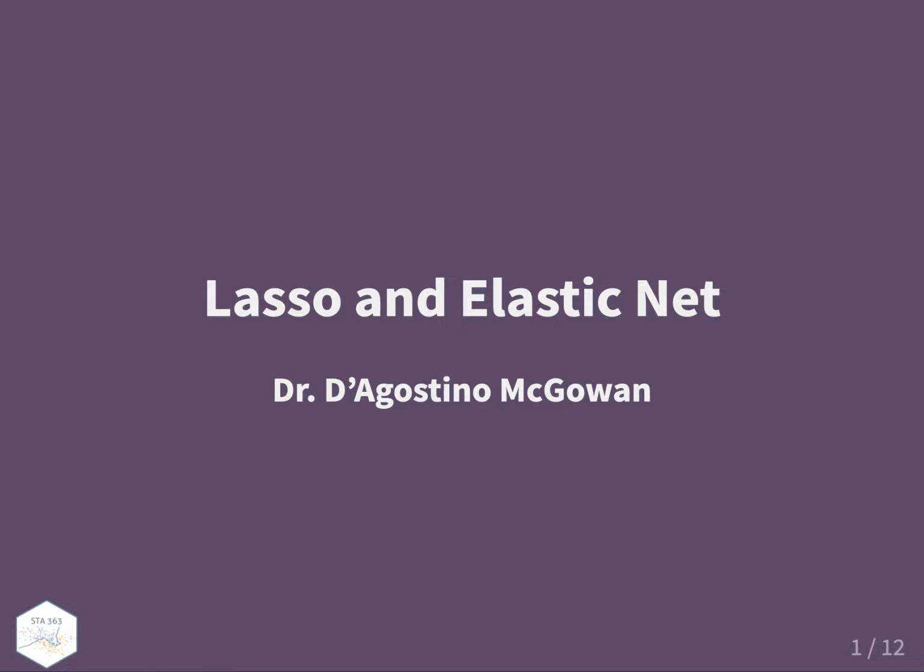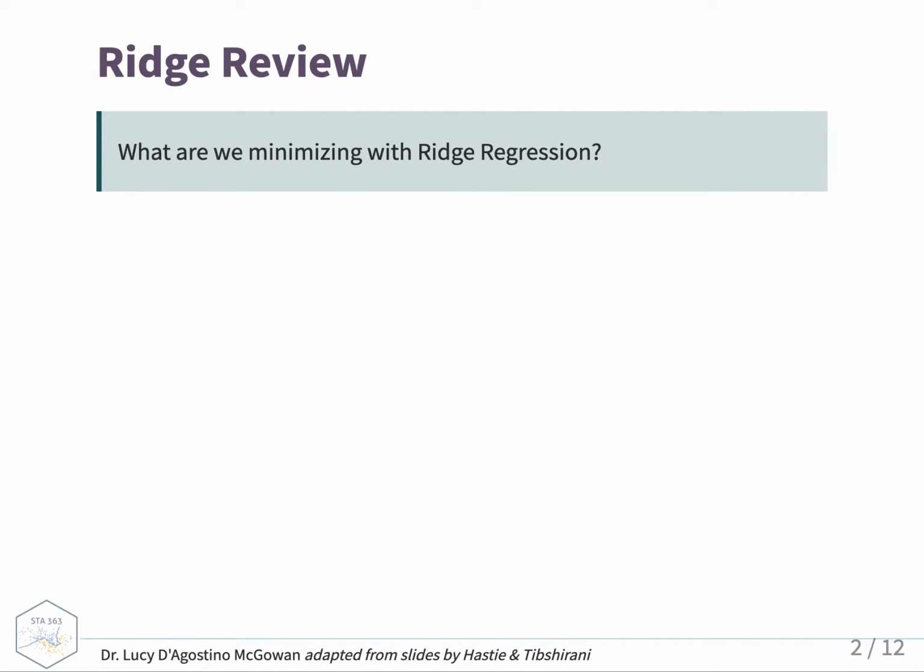All right, so let's talk about Lasso and Elastic Net, which build on the ideas that we talked about last class with ridge regression. As a review, what are we minimizing with ridge regression? We're minimizing the residual sum of squares, like we are with least squares, plus this penalty, where the penalty is lambda times the sum of the betas squared.